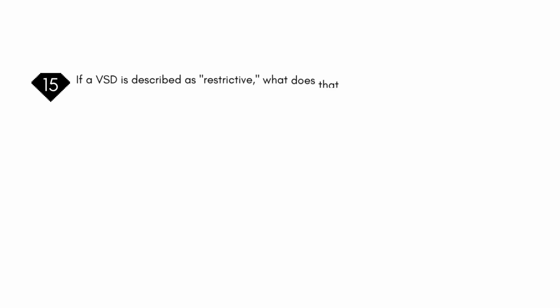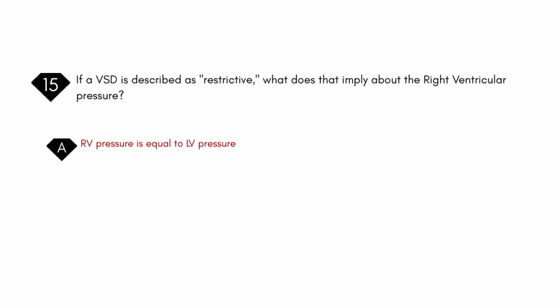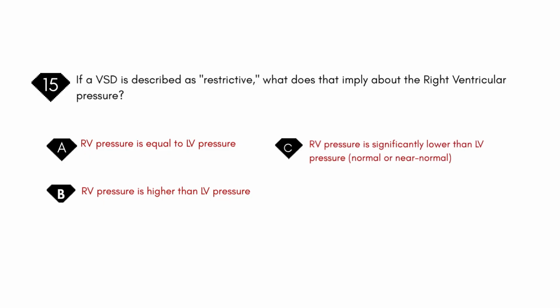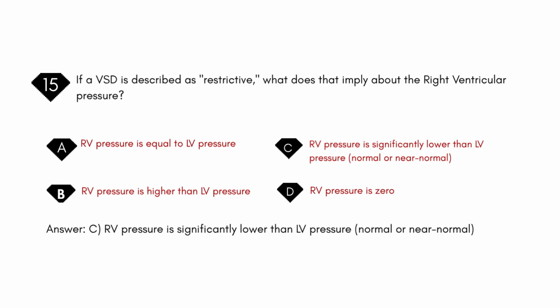If a VSD is described as restrictive, what does that imply about the right ventricular pressure? A. RV pressure is equal to LV pressure. B. RV pressure is higher than LV pressure. C. RV pressure is significantly lower than LV pressure, normal or near normal. D. RV pressure is 0. Answer: C. RV pressure is significantly lower than LV pressure, normal or near normal.